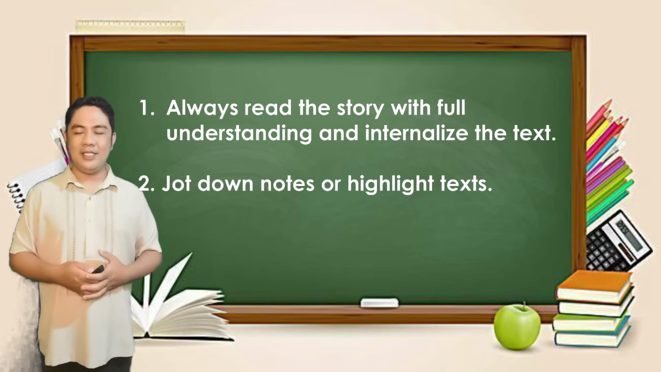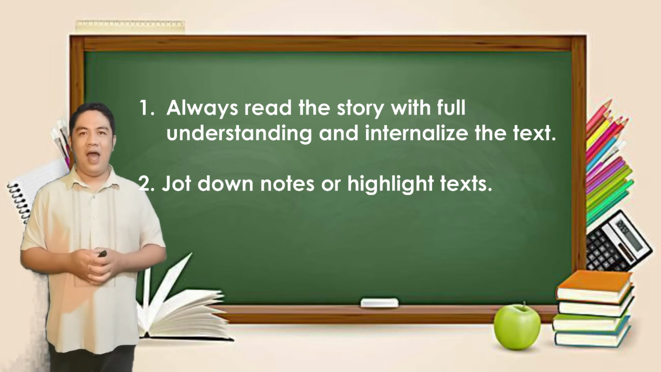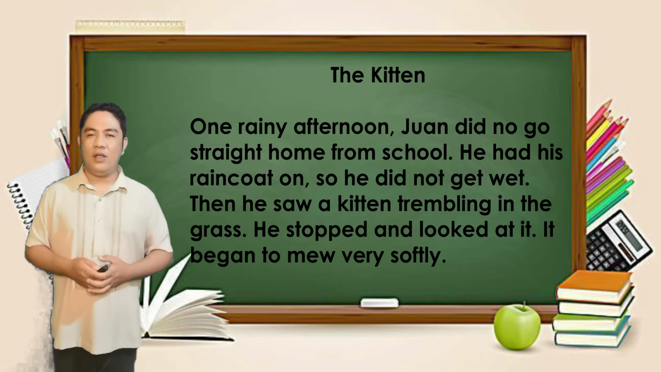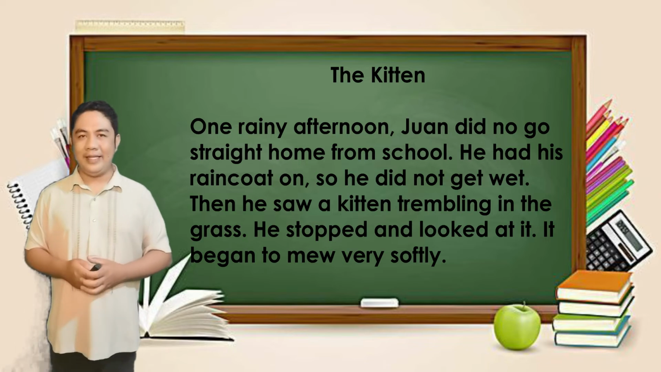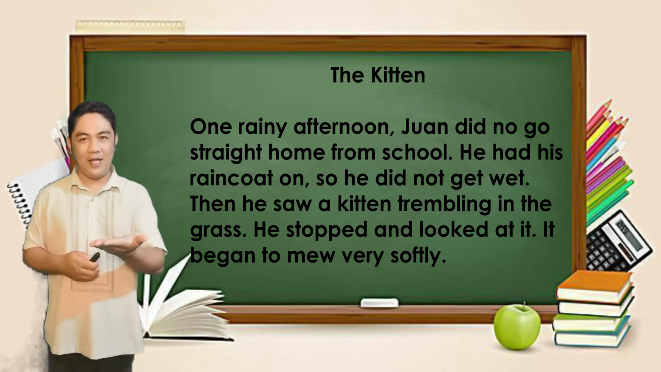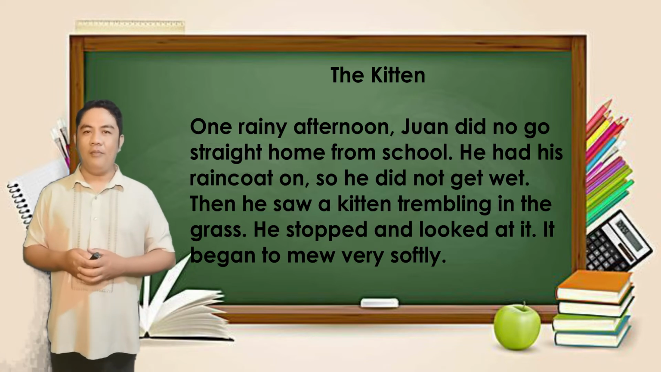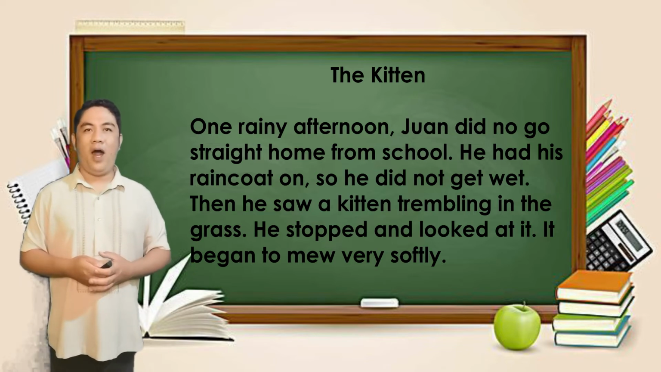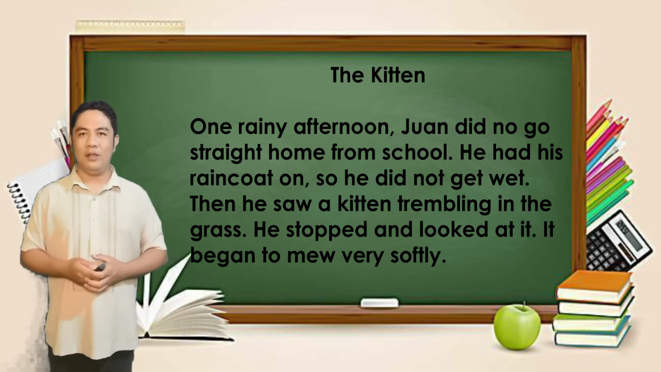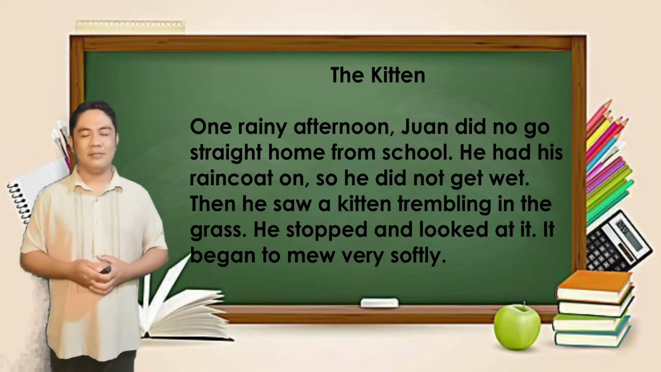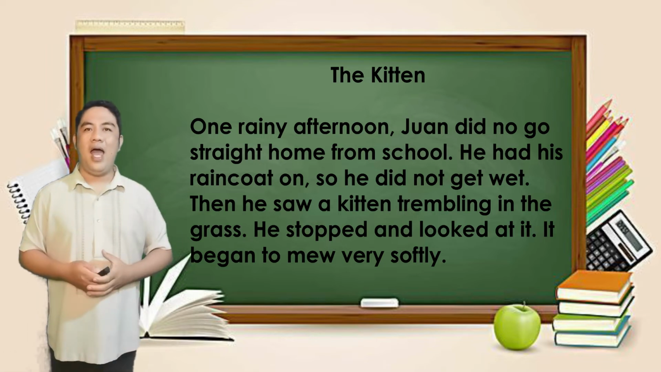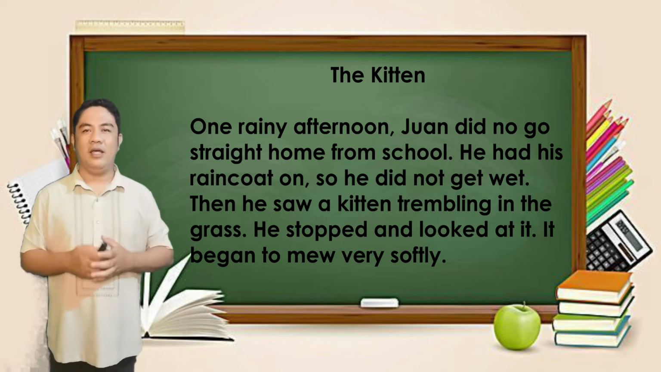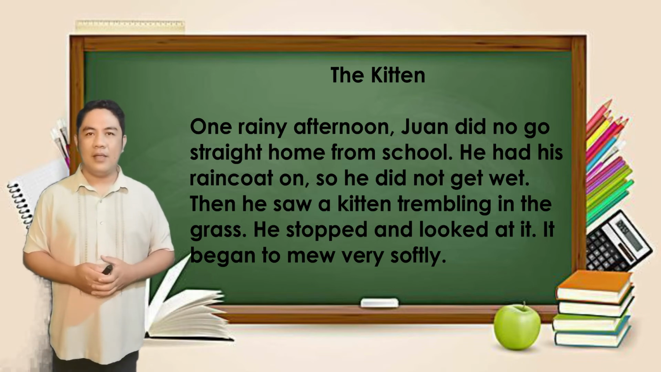To deepen our understanding on this lesson, we're gonna have another story. Let's apply our lesson about knowing who are the characters and note down the details of the story. Are you guys ready? So, the title of the story is about the kitten. One rainy afternoon, Juan did not go straight from the school. He had his raincoat on, so he did not get wet. Then he saw a kitten trembling in the grass. He stopped and looked at it.